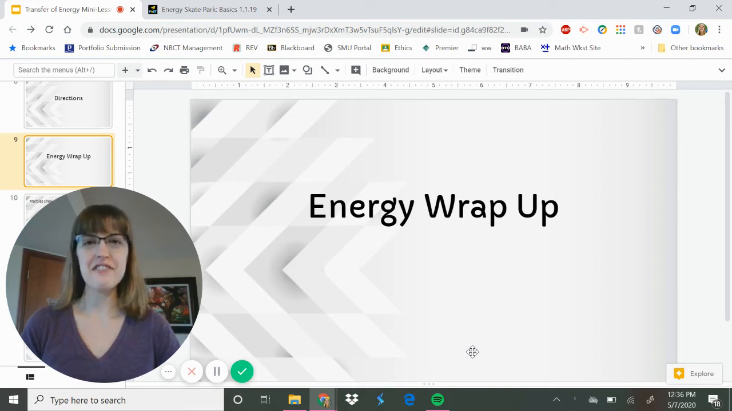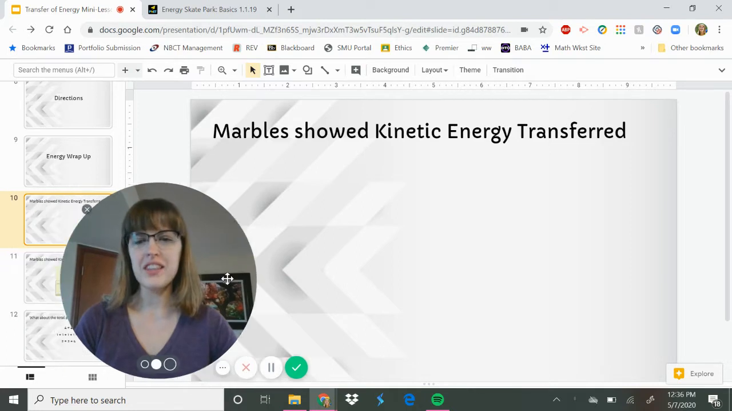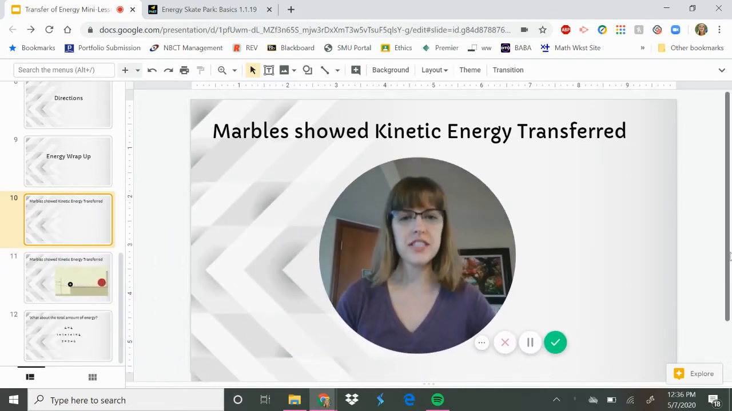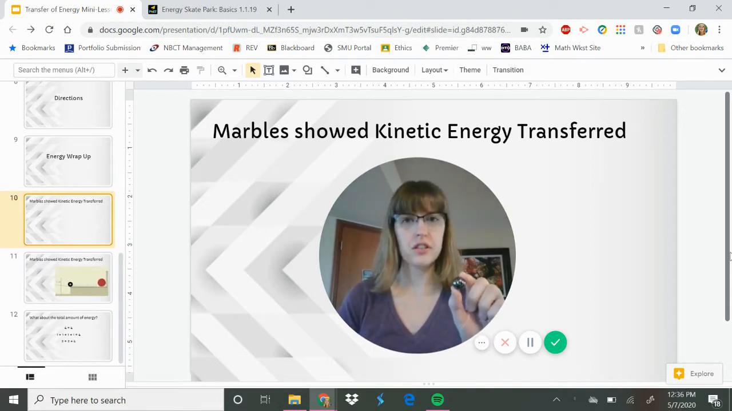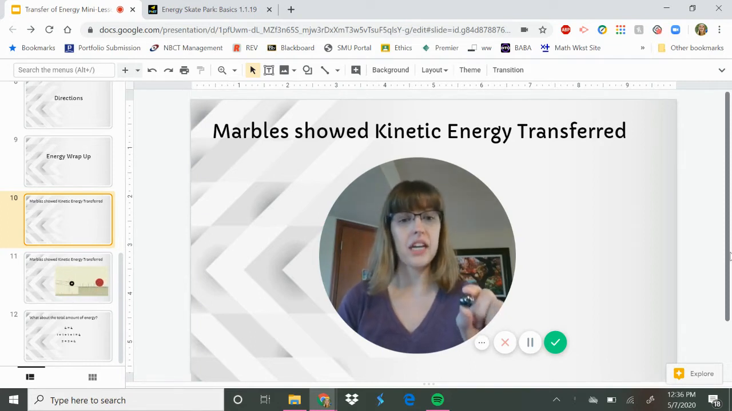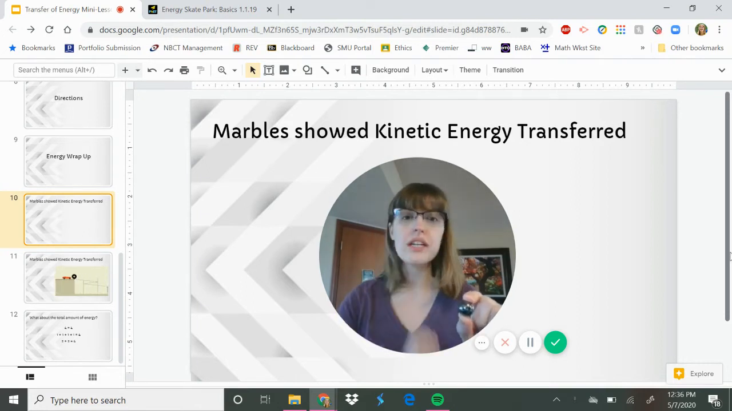All right, sixth graders, let's finish up our energy unit. With the marble experiment, you should have seen that kinetic energy was transferred from one object to another. So when you had your marble, or object, sitting at the bottom of the ramp, it was sitting still. No potential energy because it couldn't fall, and no kinetic energy because it wasn't moving.